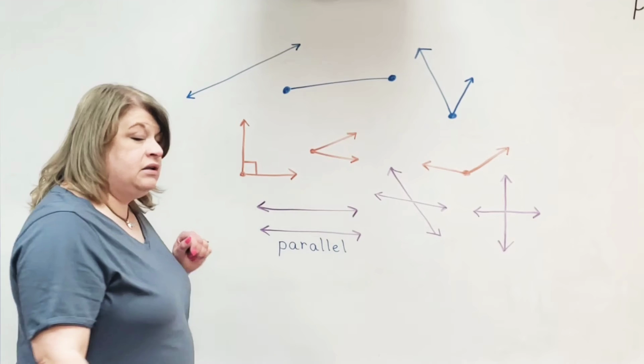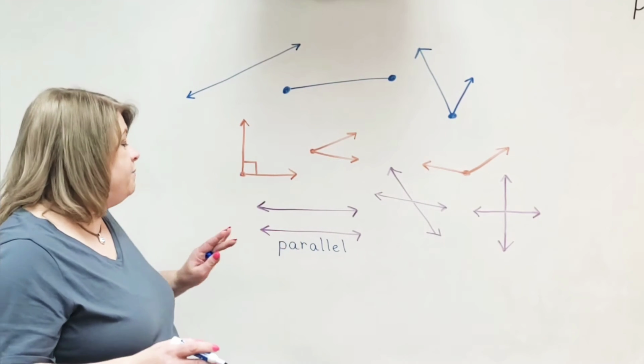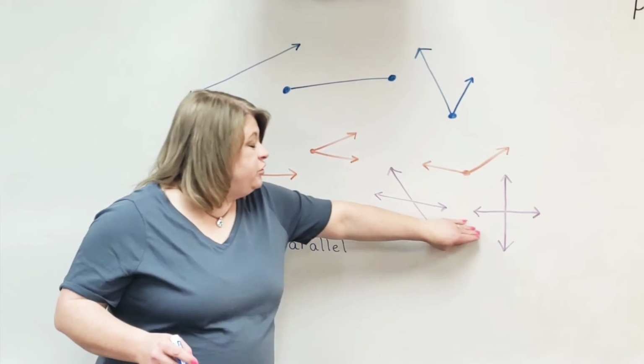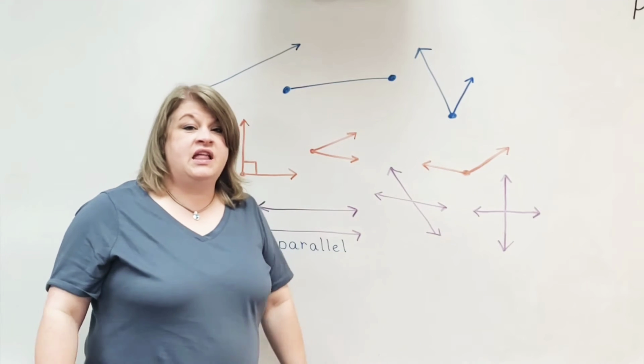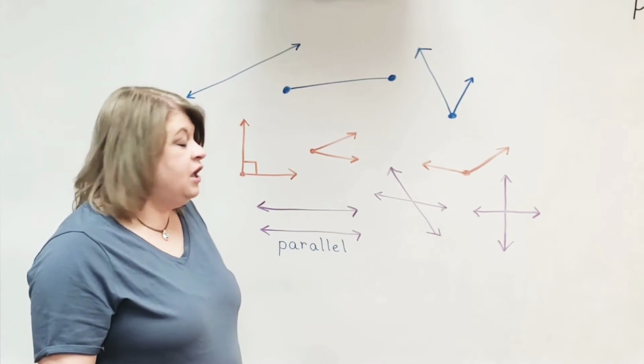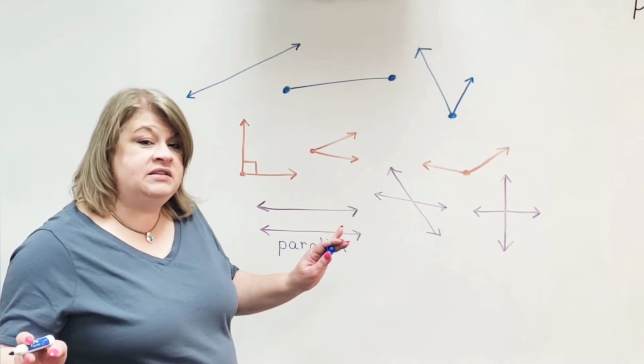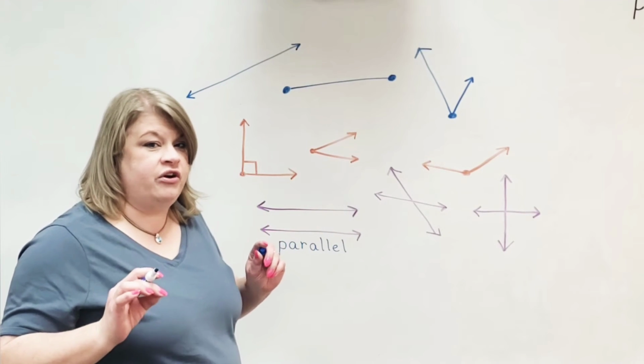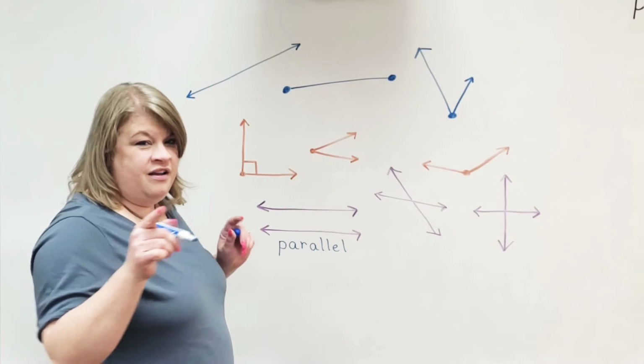P-A-R-A-L-L-E-L. Parallel lines. They go on forever. They don't stop. Here I see two different kinds of lines. These lines cross each other, don't they? What do we call any two lines that cross each other? Think hard. Do you remember?